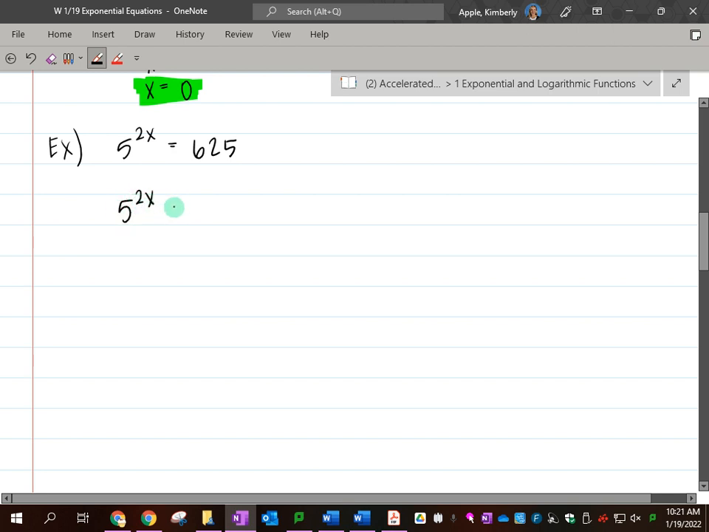So 5 to the 2x equals 5 to the fourth. And see, now I have the same situation that I had previously. I just had to rewrite this in a different form. Now I can set the exponents equal to each other, and from here, it's fairly simple stuff.